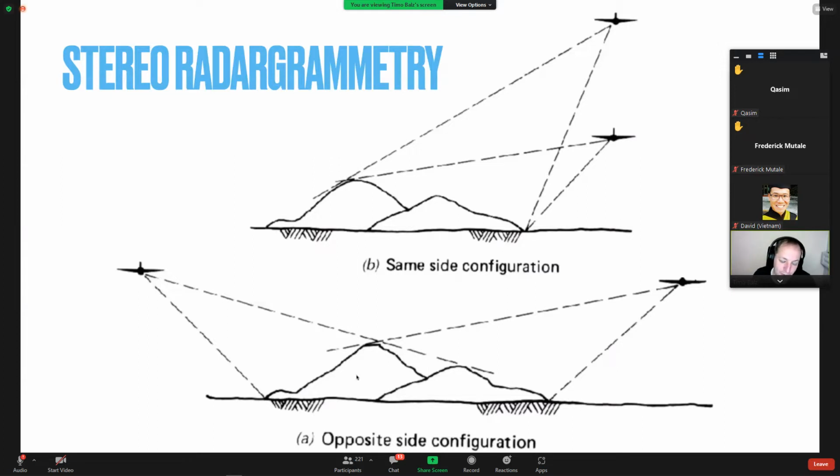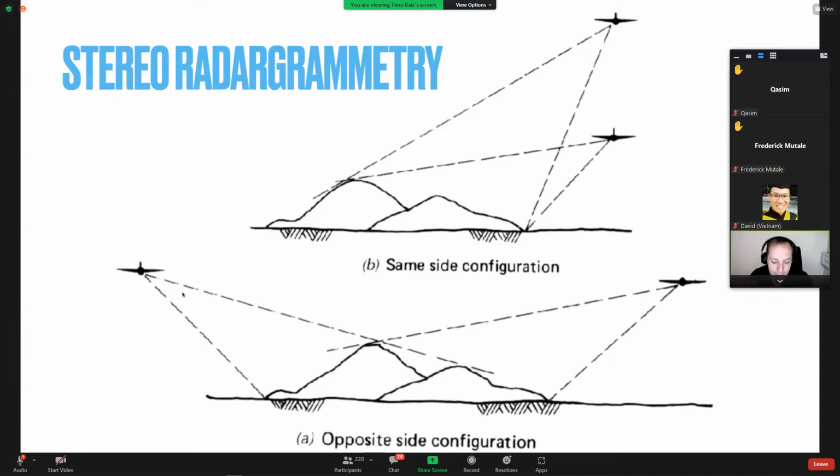So the opposite side configuration in theory gives you the better results, the better solution. But in practice, it's much more difficult to find the same point in both images. Especially in mountainous areas, where we have layover and shadow. You see lots of this mountainside you will not see from the sensor at all. So there are many points that you can only see from one direction. So for many pixels, it won't work at all because you need to see the same pixel in both images.